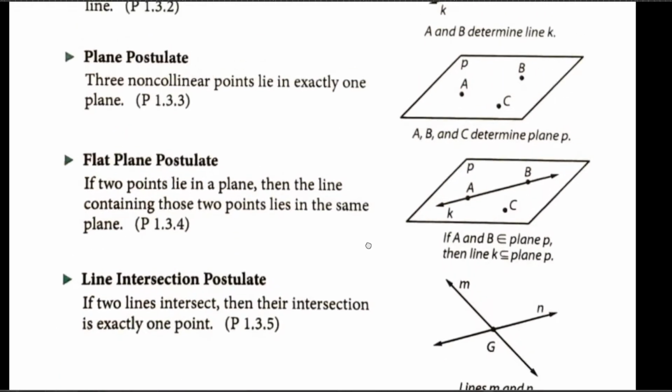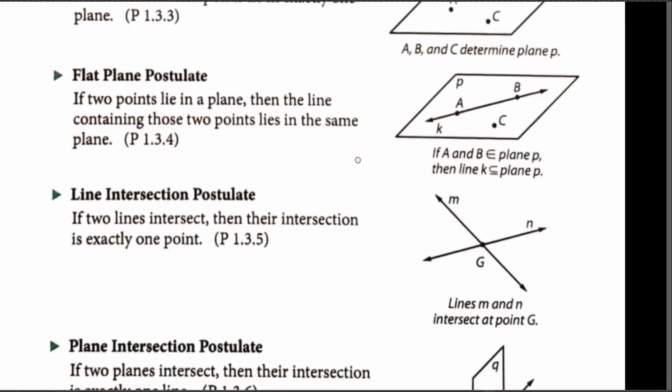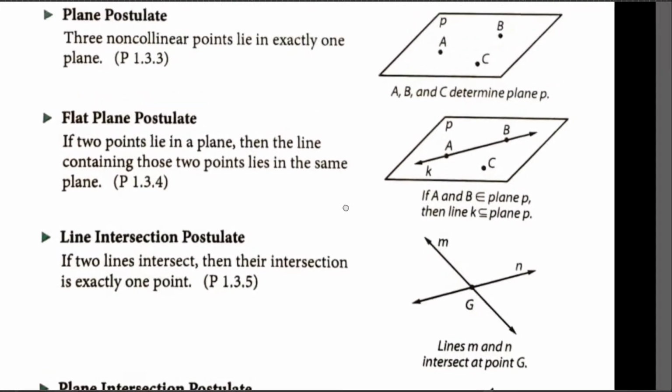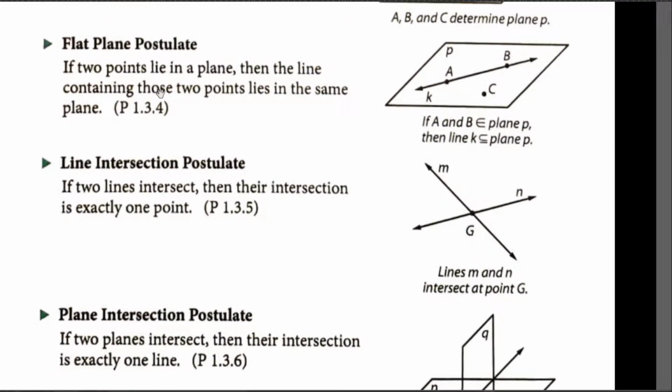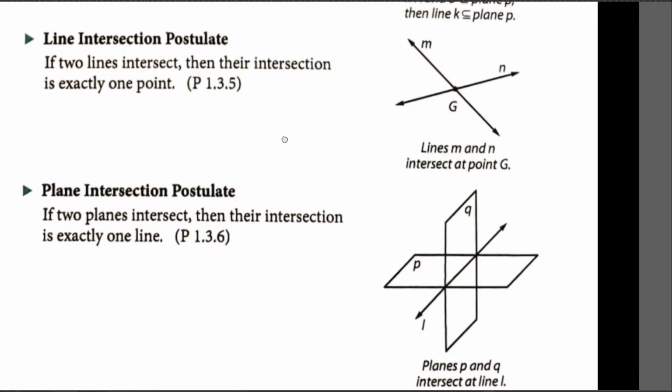The flat plane postulate. It's in the book, you've got it right in front of you. I took this right from the book. If 2 points lie in a plane, then the line containing those 2 points lies in the same plane. So if you have 2 points in a plane, then the line is in the plane. That's basically what it's saying. These are just kind of common sense things.